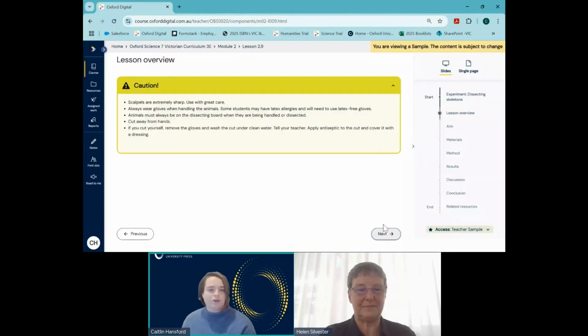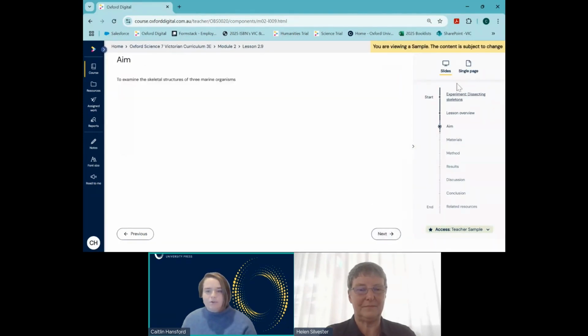You click through. This is a really good example of how to see the slides in single page. So you might have a student that just needs to focus on one thing at a time, which we all know is super important in an experiment. So they can just see we're focusing on the aim. Then we're going to focus on the materials.